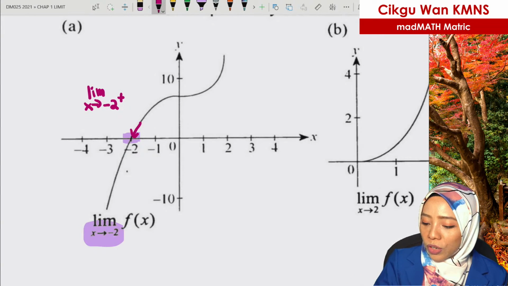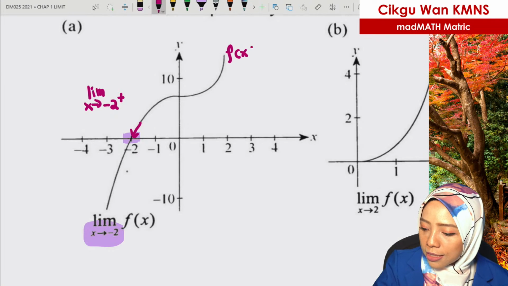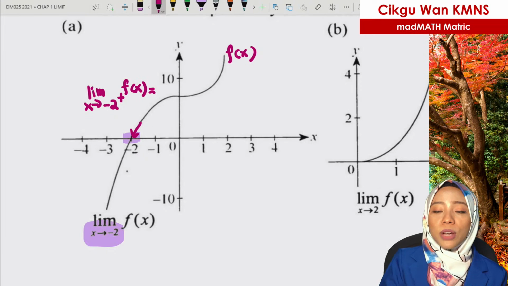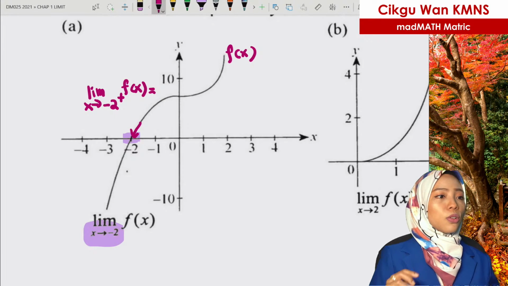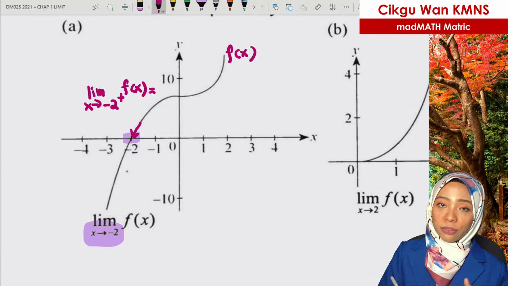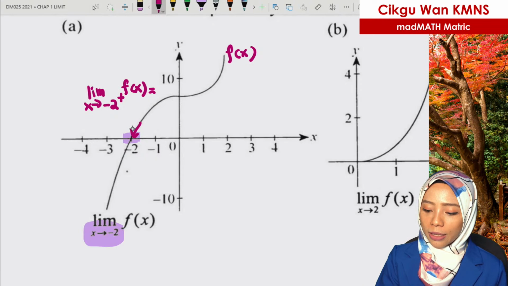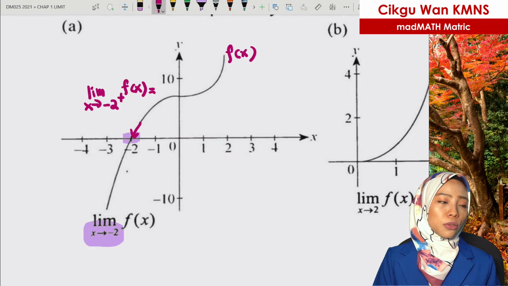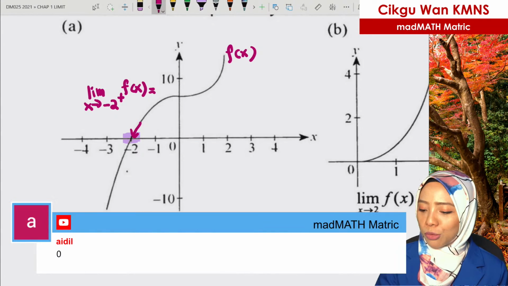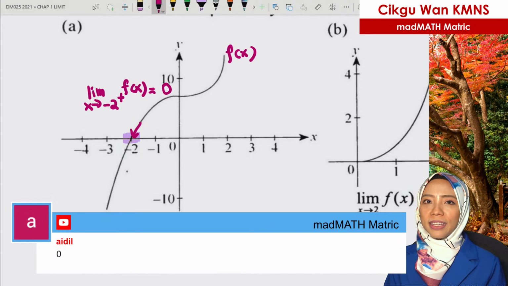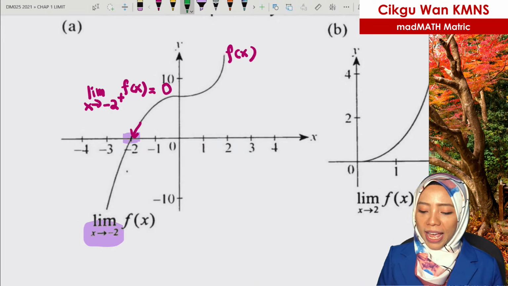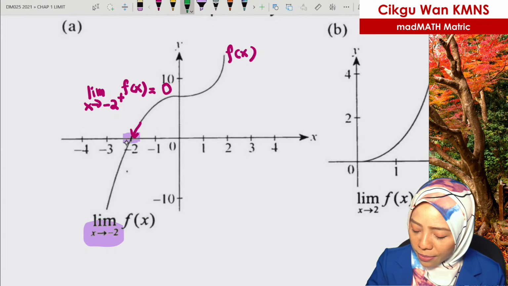Okay, so function apa? Function f(x). Ini function dia f(x). Dia equals to apa ni? Equals to apa nilai y dia ni? Nilai y dia equals to apa? Tolong jawab dekat komen. Nilai x approaching negative 2. Tapi nilai y dia apa ni? Tu macam tu. So equals to, yes, ideal, very good. Equals to 0. Okay. Very good.